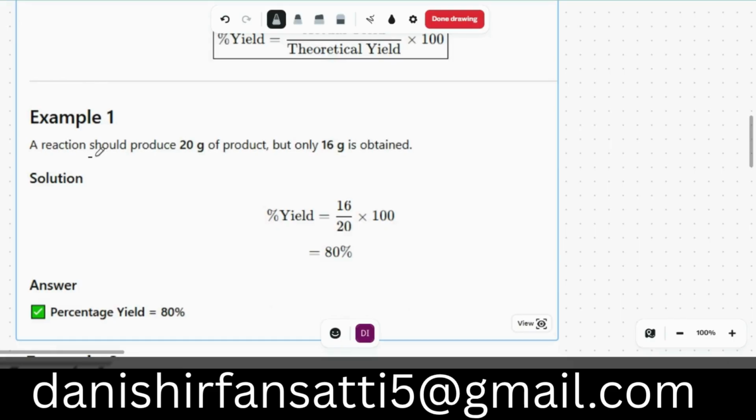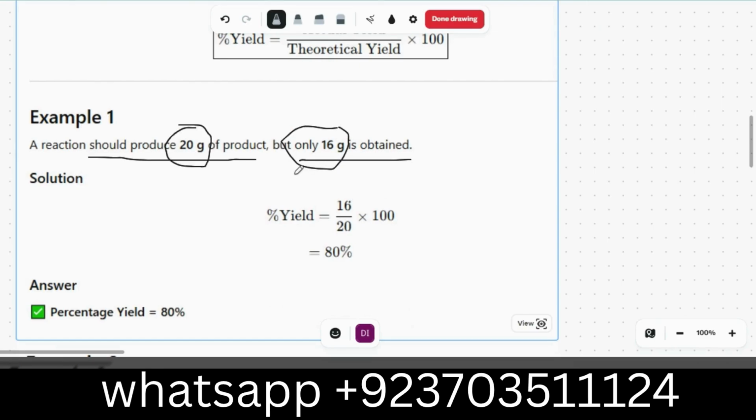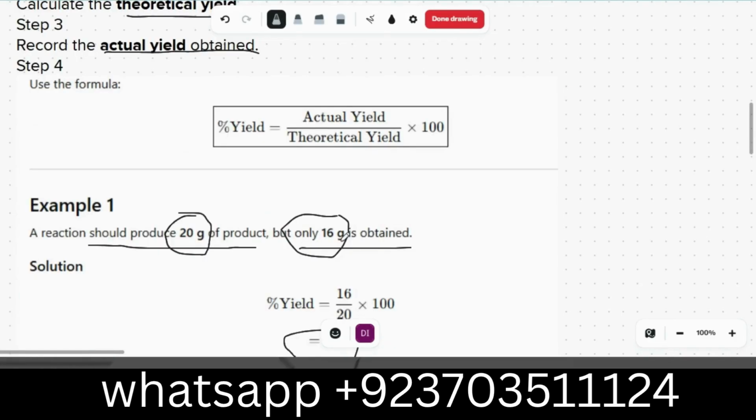For example, a reaction should produce 20 grams of product, but only 16 grams is obtained. So that is the actual yield, and that is the theoretical yield. So 16 divided by 20 into 100, that is 80% yield. And that is a good yield in some cases.